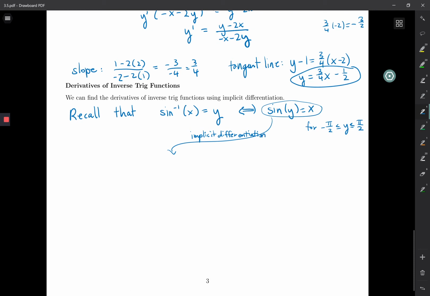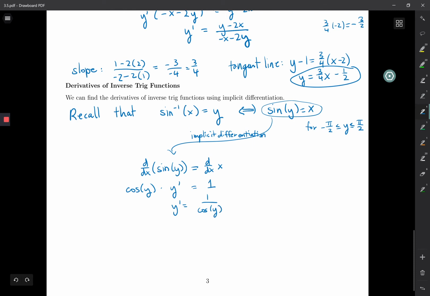Okay, so that means we take the derivative of both sides. So I'm going to write that down. First the derivative of sine of y, and then the derivative of x. Now the derivative of x is just equal to 1. The derivative of sine of y, remembering that y is a function of x, we have to use the chain rule, right? So we would first get cosine of y, and then we would get y prime, using the prime notation for that.